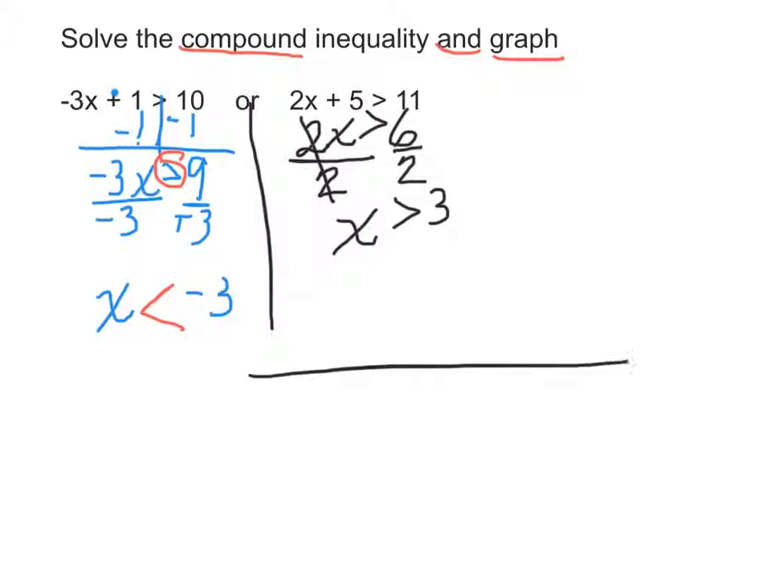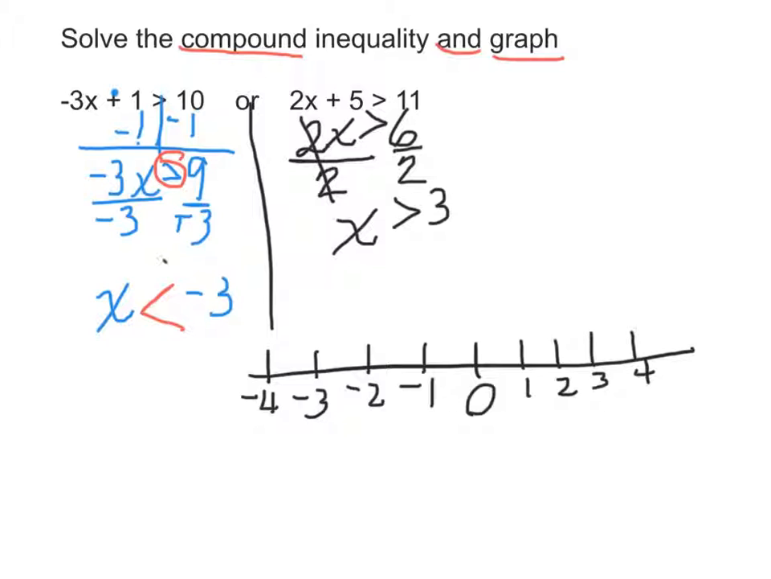So now I'm going to go ahead and graph. Here's my 0, 1, 2, 3, 4, and -1, -2, -3, -4. Well, I'm going to start with this one. x is less than -3. Less than. It doesn't say less than or equal to. So I'm going to put an open circle on my -3. And it says that x is less than -3. So I'm going to have one line going in this direction.